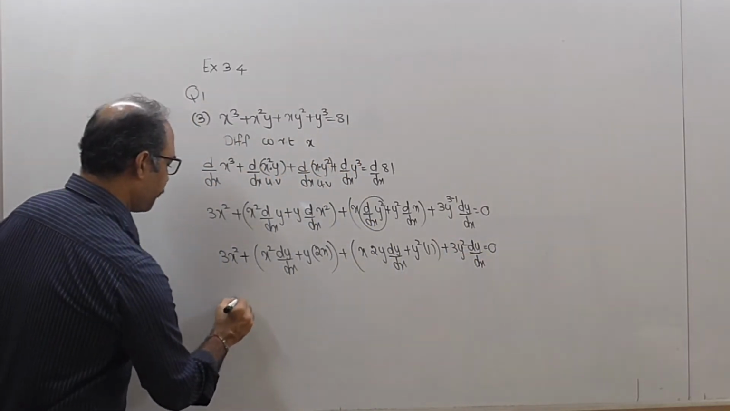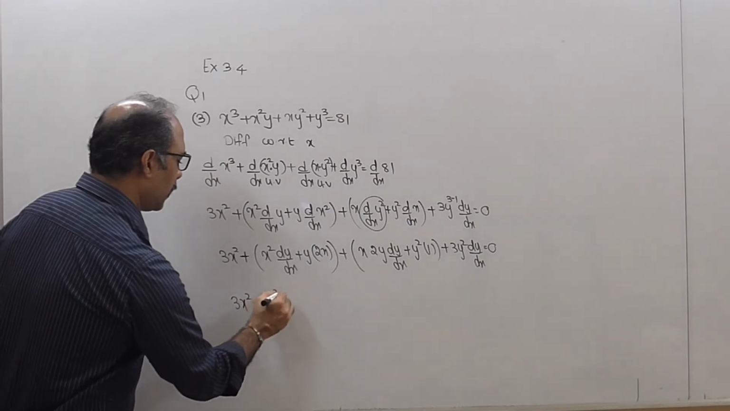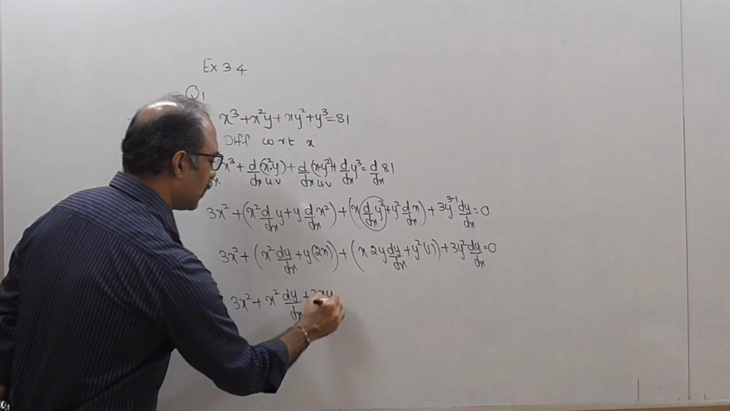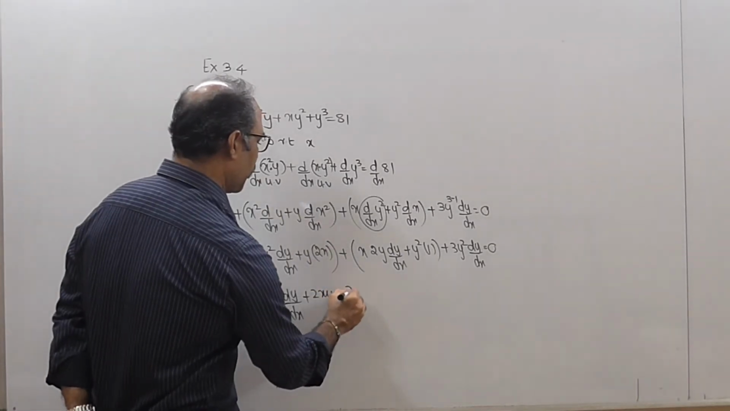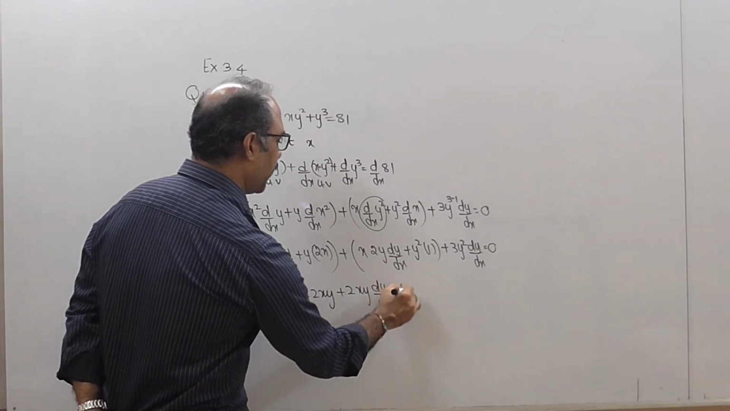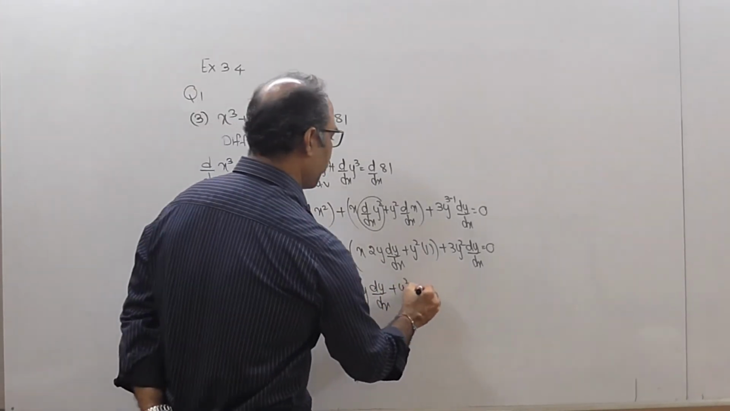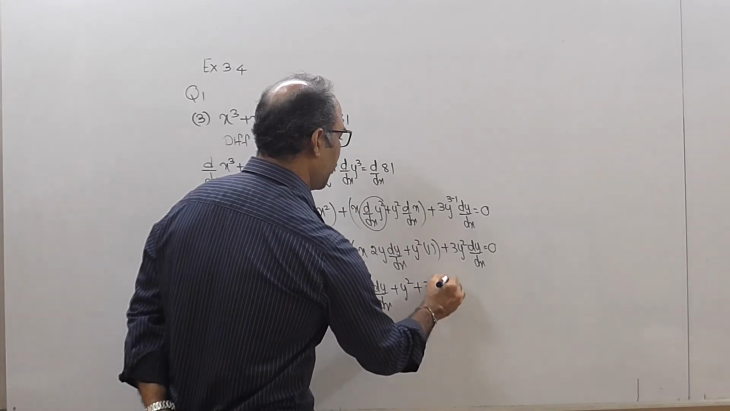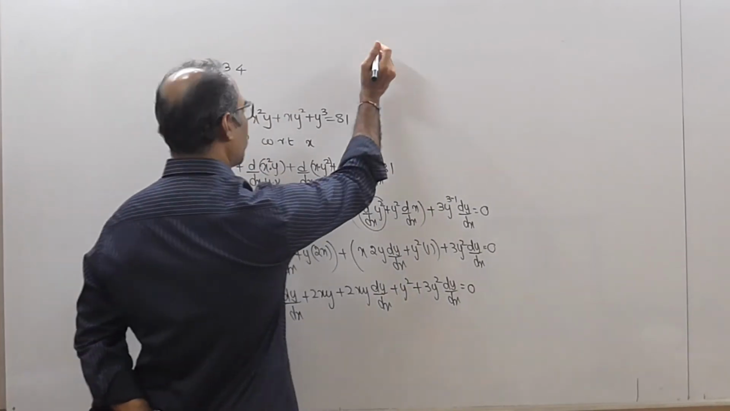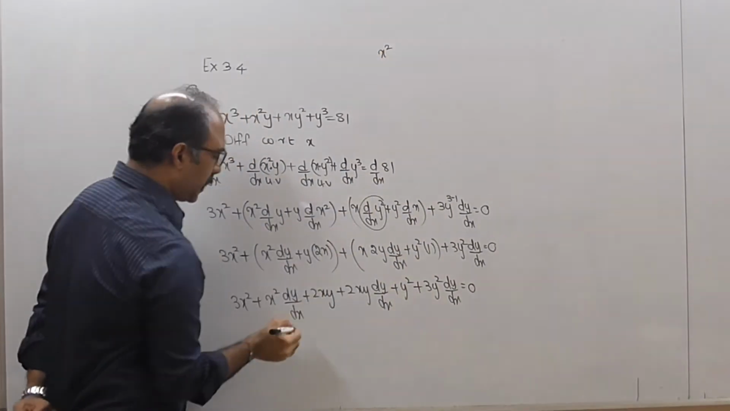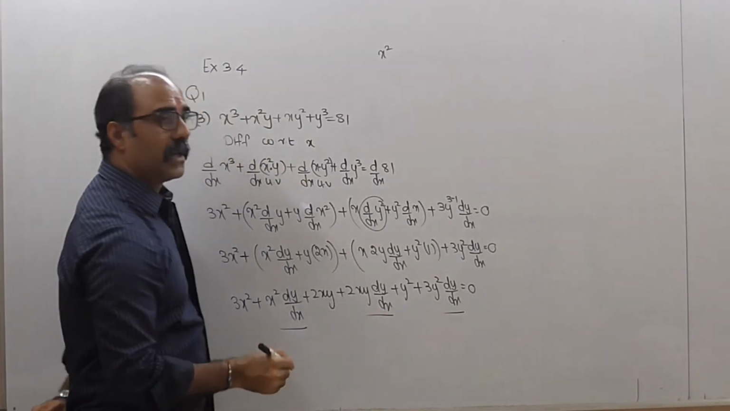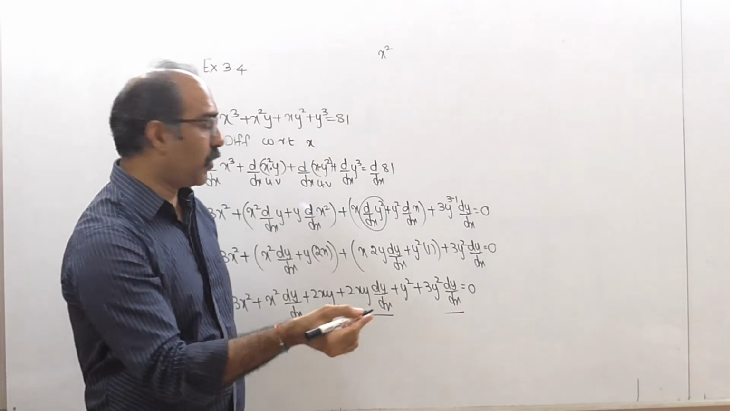So this becomes 3x square plus x square dy by dx. This is 2xy plus 2xy dy by dx. y square into 1 is y square plus 3y square dy by dx equal to 0. So write all dy by dx terms on the left. This will be on the left, this will be on the left, and this will be on the left. Non-dy by dx terms shifted to the right.